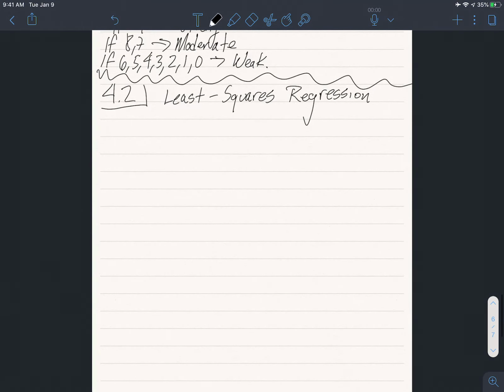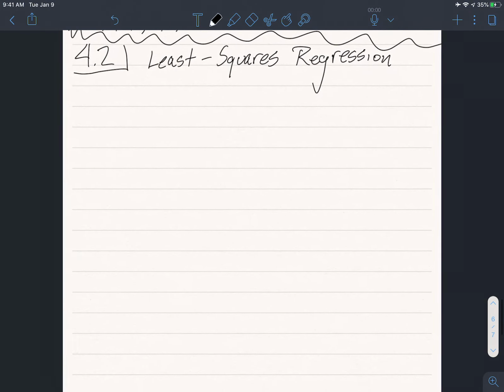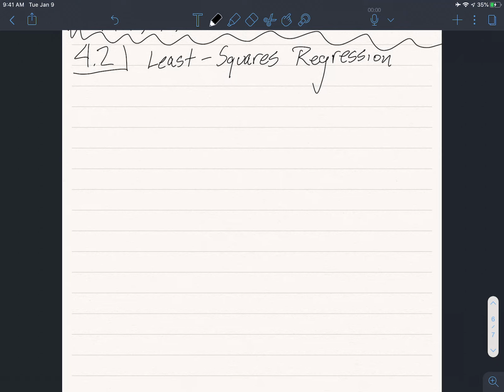And you'll just hear me call this section regression for short. All right. So luckily this section is kind of short because we only need a few things from it.